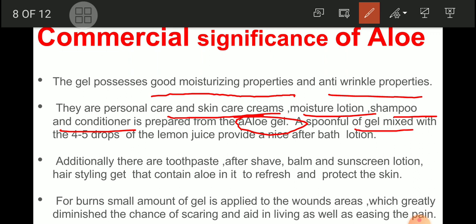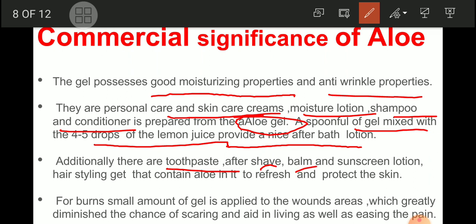A spoonful of gel mixed with 4 to 5 drops of lemon juice makes a nice after-bath lotion, isn't it? We know that many shampoos, lotions, and skin-caring creams are available in the market, so there we can use this aloe. Additionally, it is in toothpaste also. After shave, some lotions are used.